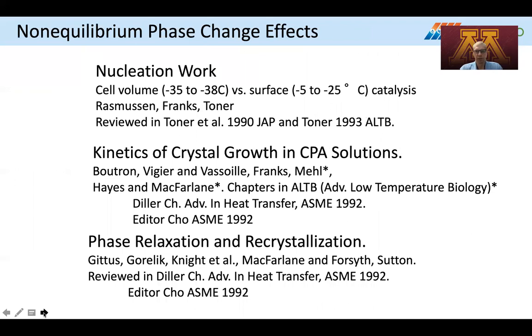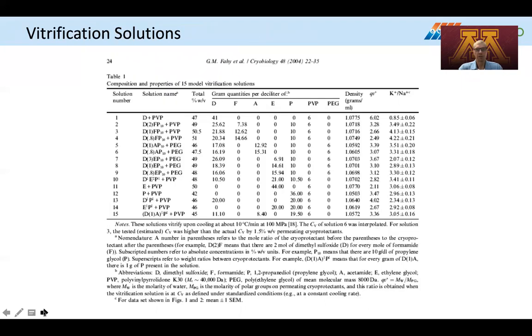Some of the more salient work that was done in the field, Rasmussen, Franks, Toner, this has been reviewed in a variety of works. Looking at the kinetics of crystal growth in these CPA solutions, lots of different folks have looked at that. And then, phase relaxation and recrystallization also has been a huge topic. This is really just for your information, and you don't need to go further with that if it's not of particular interest. So vitrification solutions have been studied extensively.